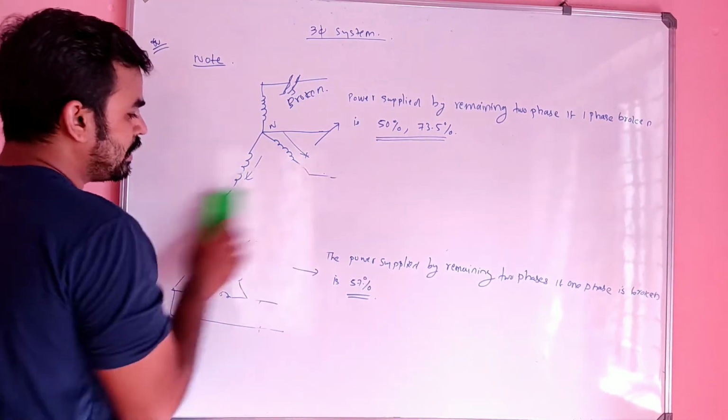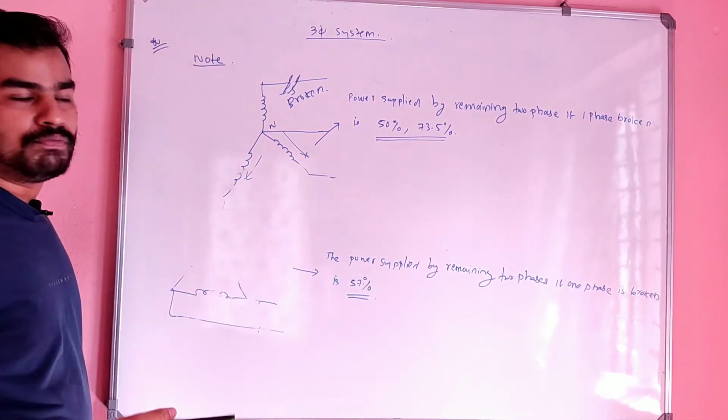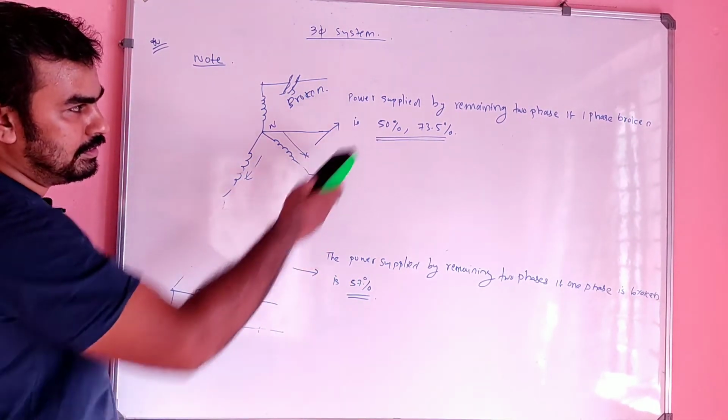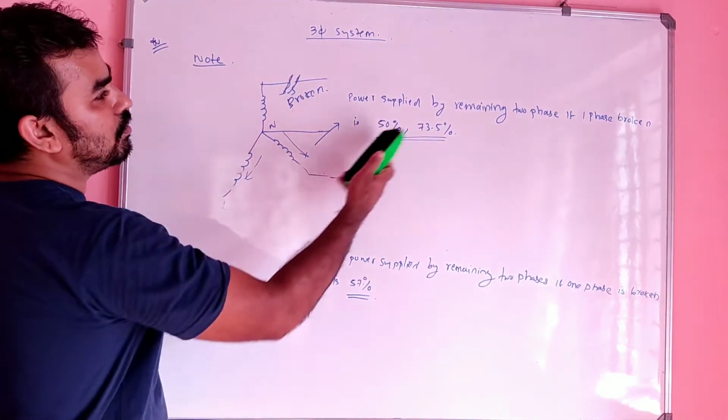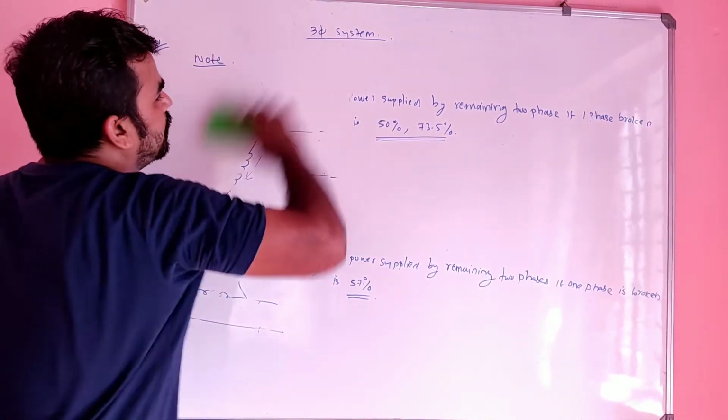Actually, it is obtained by a very big derivation. You will get this value, but that derivation is not needed for us. Our need is only these values.